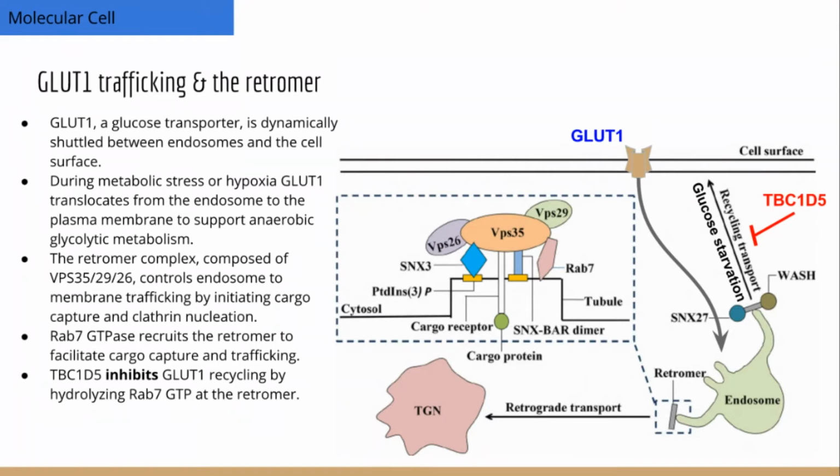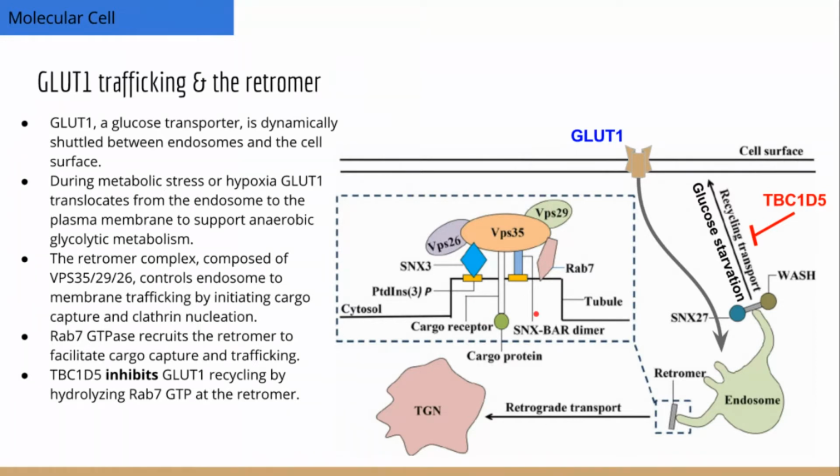So the question is, what then coordinates TBC1D5? And we're going to find out in this paper what actually controls TBC1D5, because this is kind of the deciding factor of whether endosomes are moving to the cell surface or not, because it inhibits the recruitment of the retromer to the endosome.